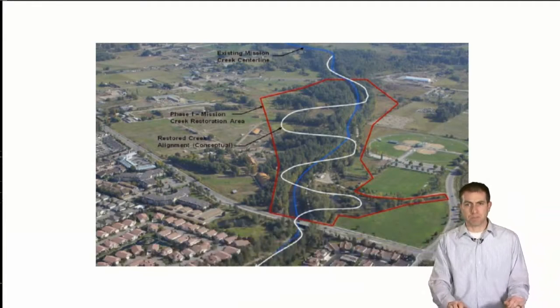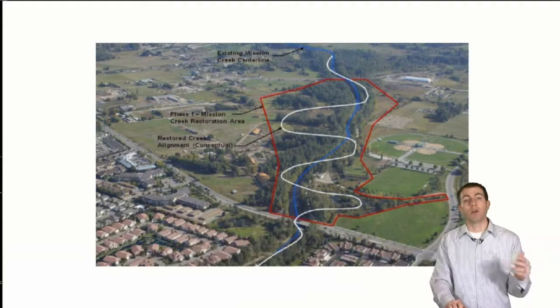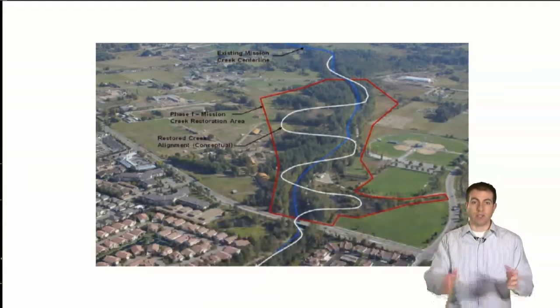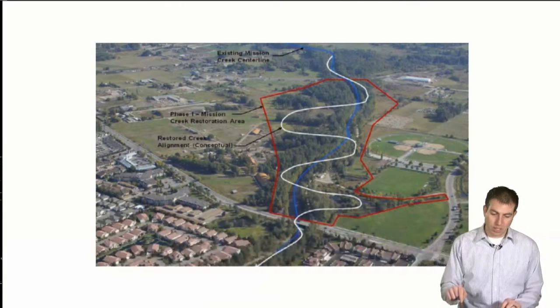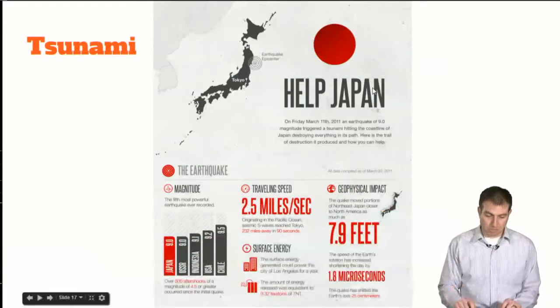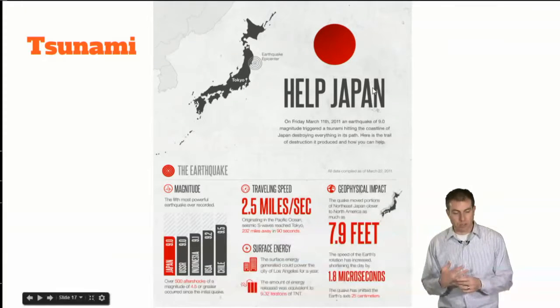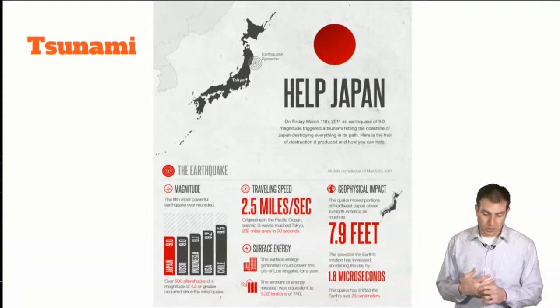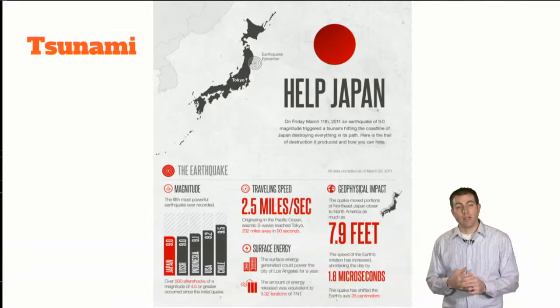They're fixing up Mission Creek, allowing it to return to somewhat of an original path instead of just being the straight run through that it is now. So to prevent flooding. The other one that I like talking about is the tsunami that happened to Japan a few years ago because it was devastating. I want to lead with that.